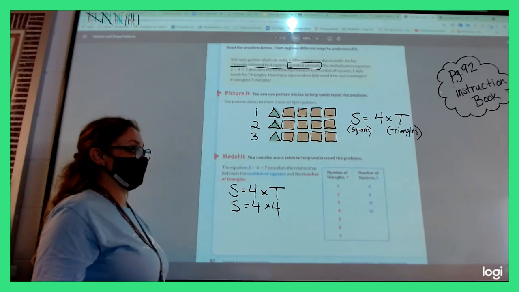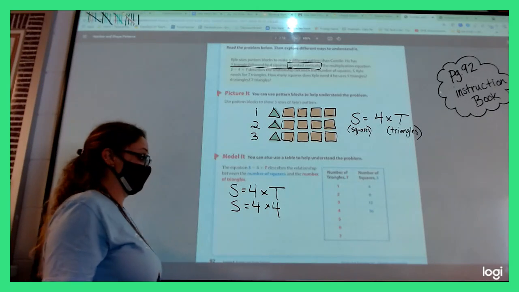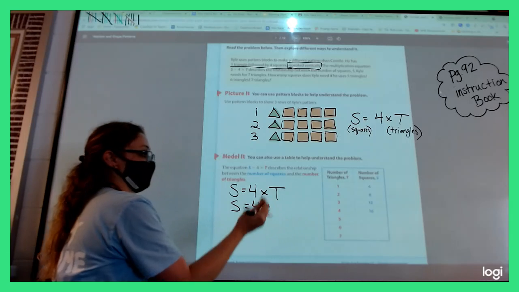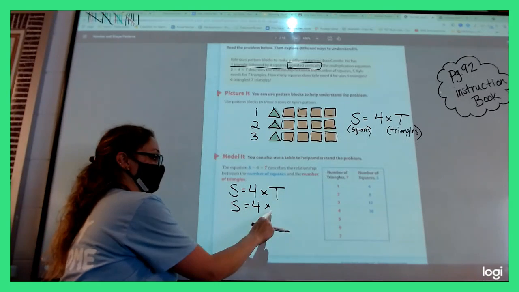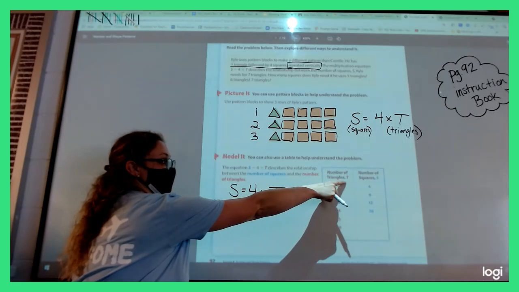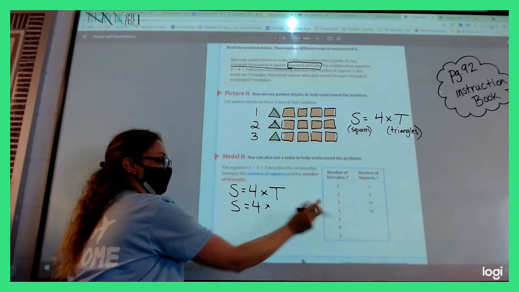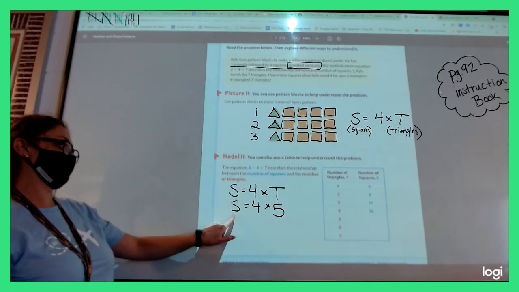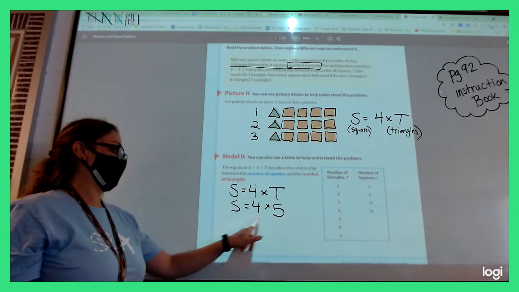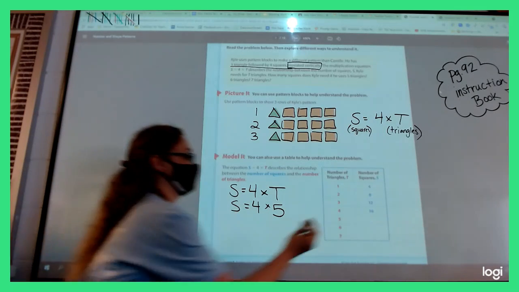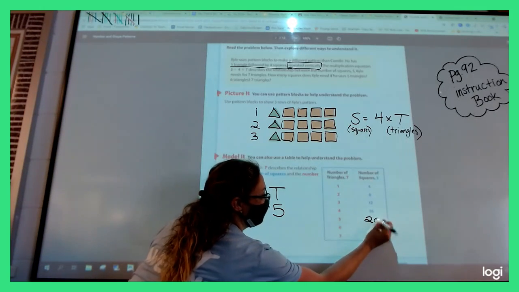All right, let's try to solve for 5, 6, and 7. And if you need to rewrite your equation, you can, or you could just erase that number. So instead of having 4 triangles now, we have 5 triangles. So the number of triangles t is 5. I fill in my t with a 5, and then I can solve for my squares. So if I have 5 triangles, how many squares do I have? Noah? 20. Fill it in on your table.